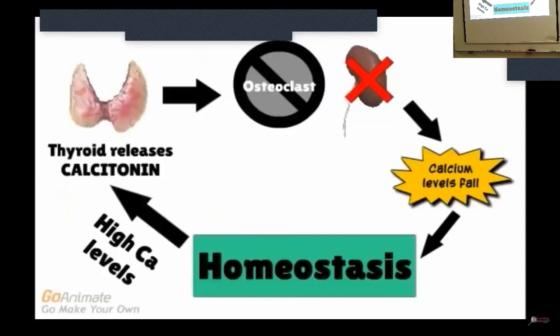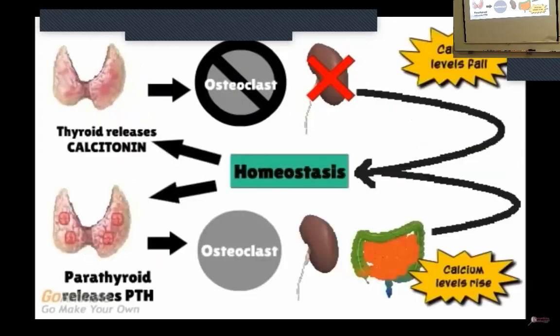And when calcium levels within the bloodstream are too high, the thyroid gland produces calcitonin, and calcitonin acts to inhibit osteoclast activity as well as inhibit the reabsorption of calcium through the kidney, thus calcium levels within the bloodstream will fall. And here's a summary of how these two systems maintain blood calcium homeostasis.